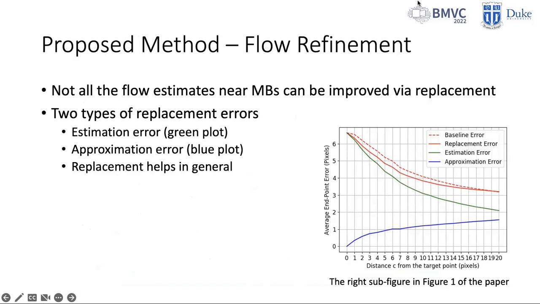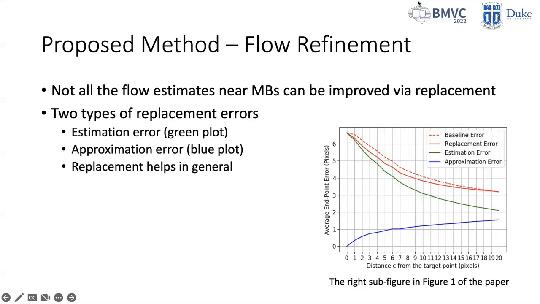Not all the flows near motion boundaries can be improved through the replacement method. There may not exist a good replacement flow nearby. There are two errors associated with the replacement process. One is the estimation error of the replacement flow. It tends to be increasingly smaller further away from the motion boundaries, as shown by the green plot in the figure. Another error is the approximation error.